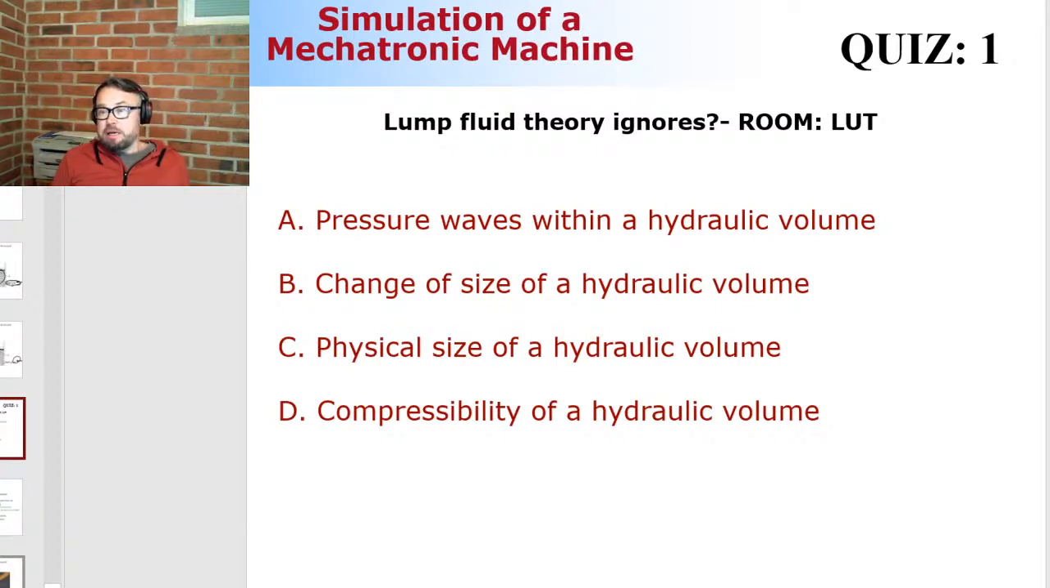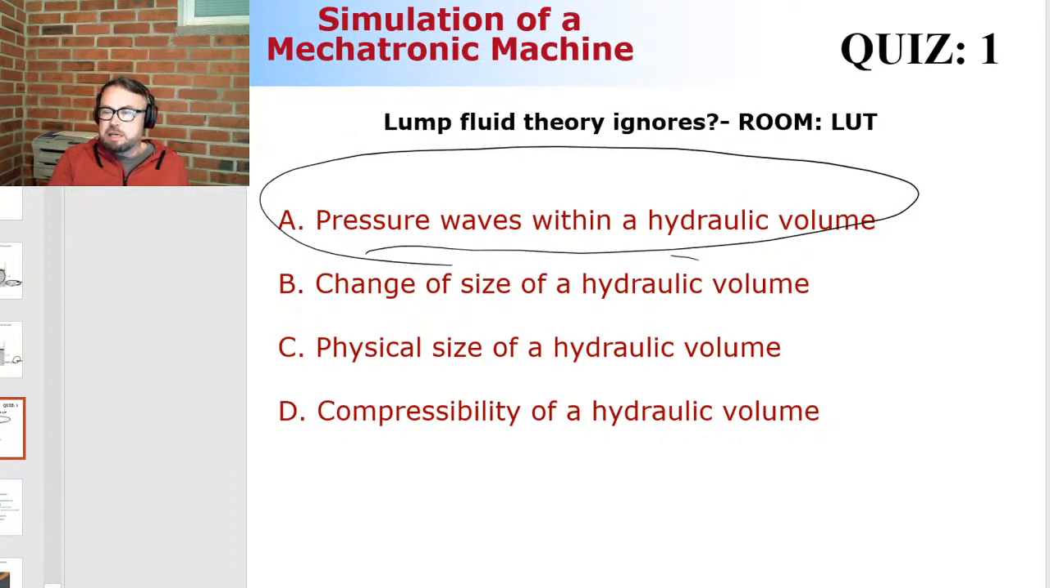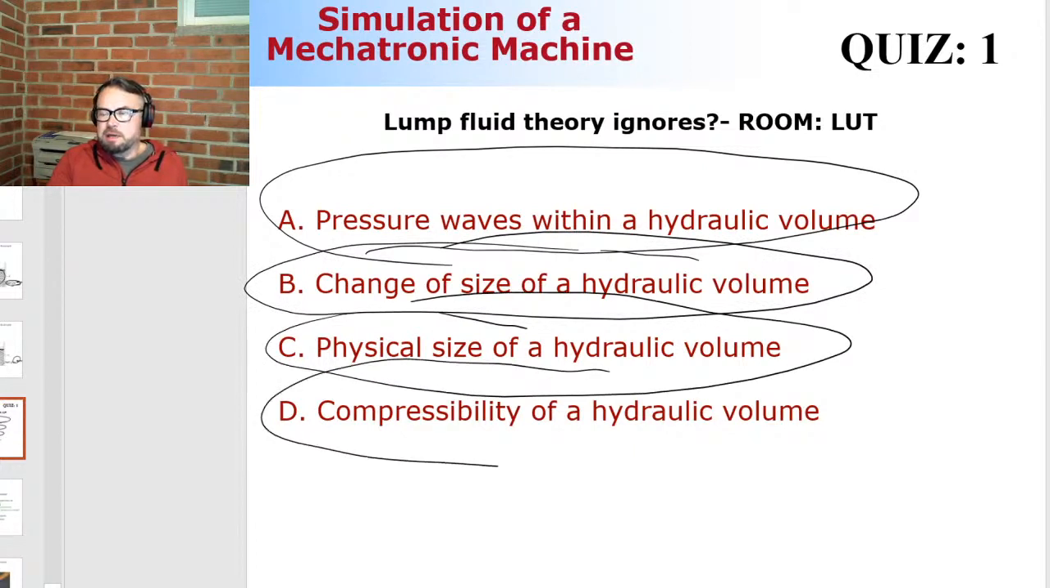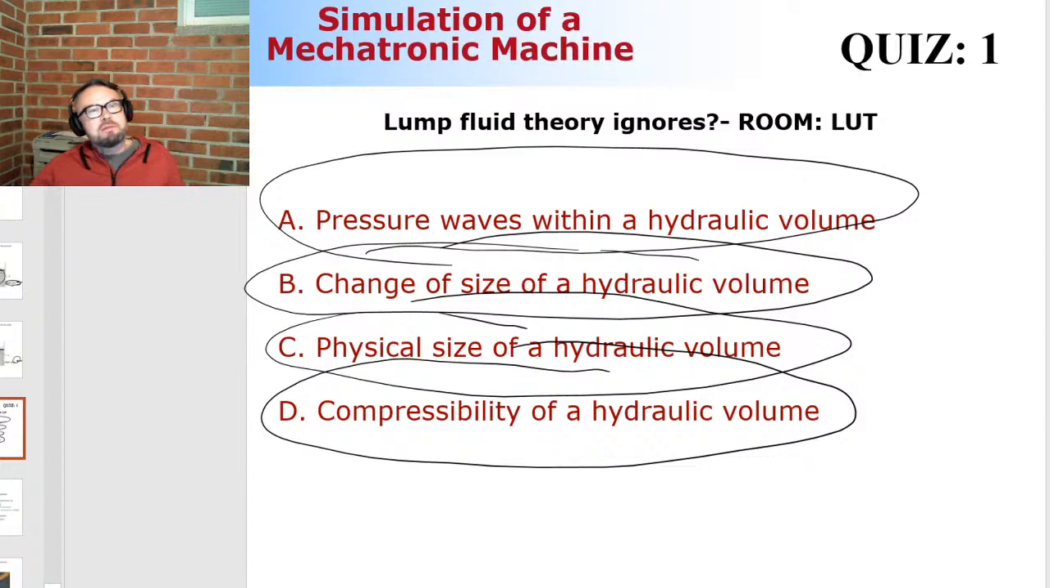The first in-class quiz today is: lumped fluid theory ignores. And the options are here: pressure waves within the hydraulic volumes, change of size of the hydraulic volume, physical size of the hydraulic volume, compressibility, flexibility of the hydraulic volume. Four options, only one is correct. What is the correct one? We will see after a little bit.